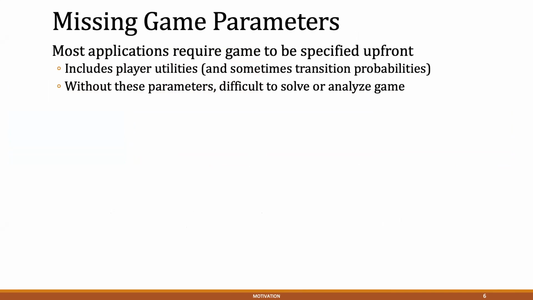So missing game parameters. When it comes to applications of games, in most settings, we will assume that the game is specified to us upfront. So this will include things like the player utilities, meaning how much each player is going to get when the game ends, and also can include things like transition probabilities. So it means that if I move forward, where will I end up in the future? Without these parameters, it's actually very difficult to analyze, or certainly difficult to solve the game, right? You can't get anywhere without these specifications.